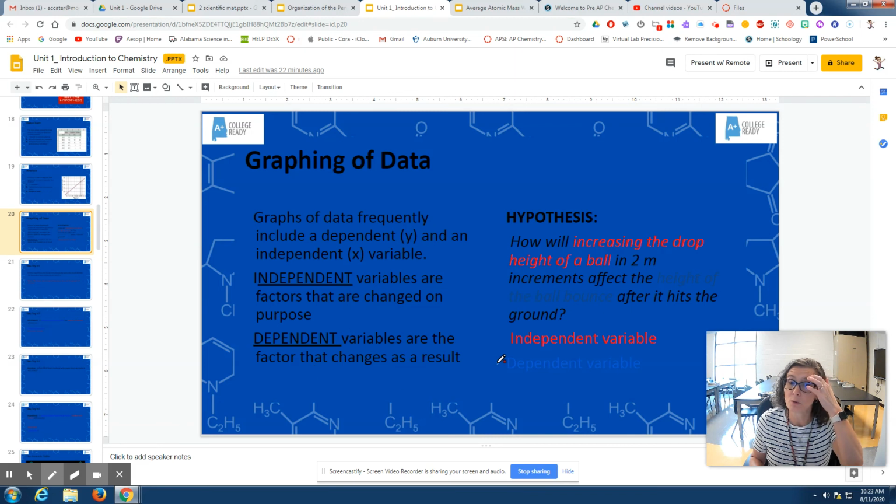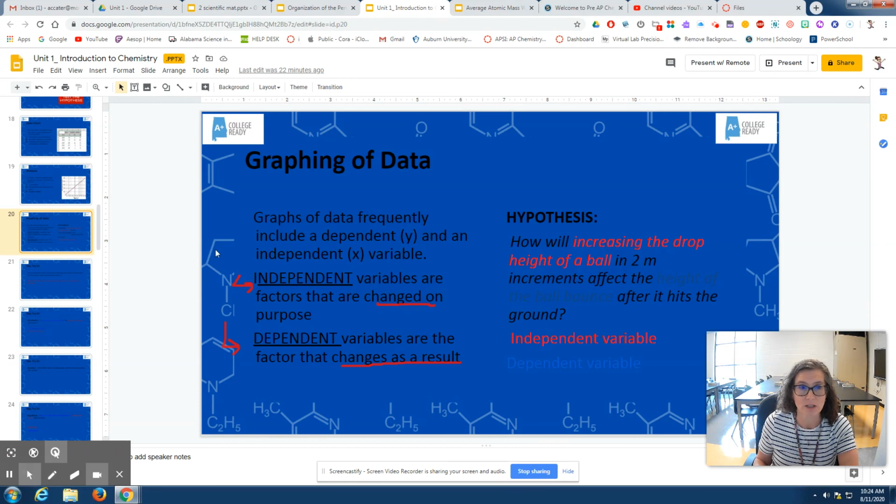Okay, so some things to remember about graphing data. First off, we need to make sure we understand the difference between an independent variable and a dependent variable. Independent variables are things that change or are changed on purpose. It's what we do to the experiment. What are we changing in the experiment? That is the independent variable. A dependent variable is the thing that changes as a result of what we did.